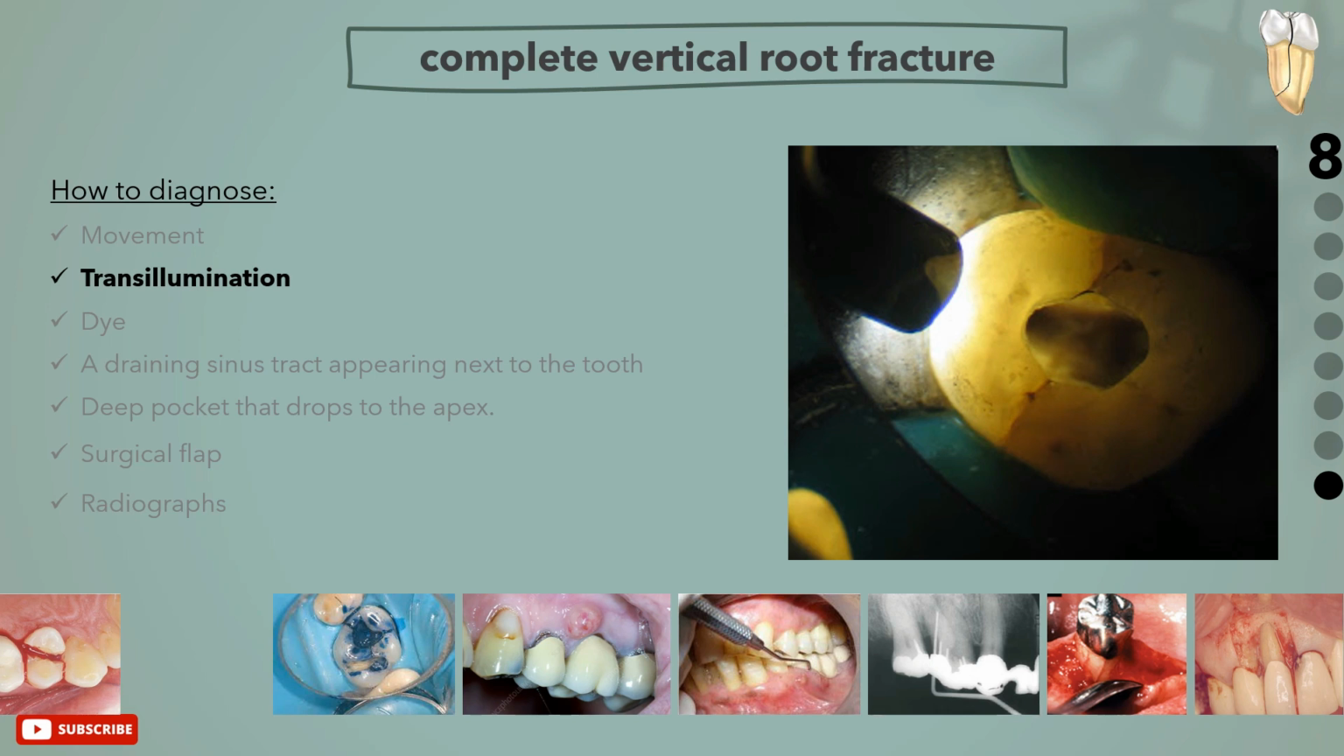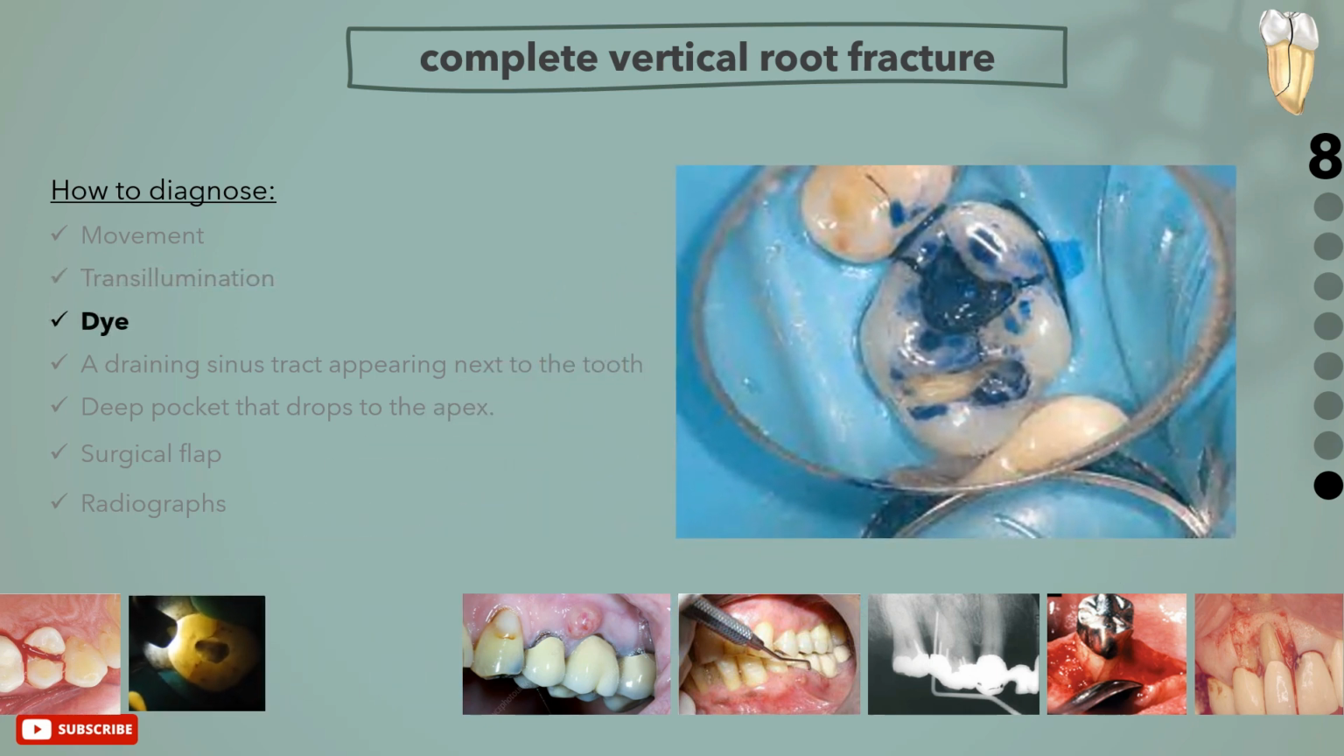Also, the use of methylene blue dye can help to detect any cracks in the teeth, whether they extend into the enamel or into the dentin as well.